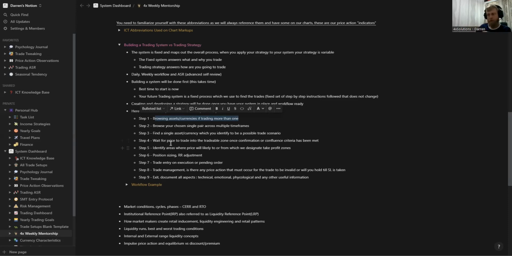Step 4, wait for price to trade into a tradable zone once confirmation or confluence criteria has been met. So as of right now, most of you wouldn't know what the difference between confirmation or confluence is, which you'll learn later, okay? But basically, we are waiting for price to come into that zone, whether it's a buy or sell, and then when it gets there, does it meet the criteria to enter the trade? That would be step 4.